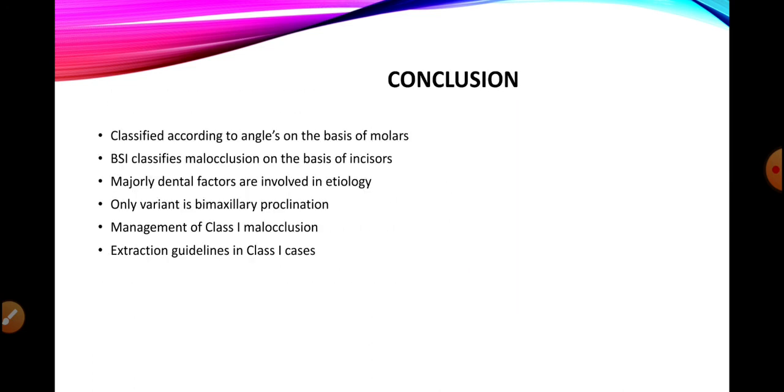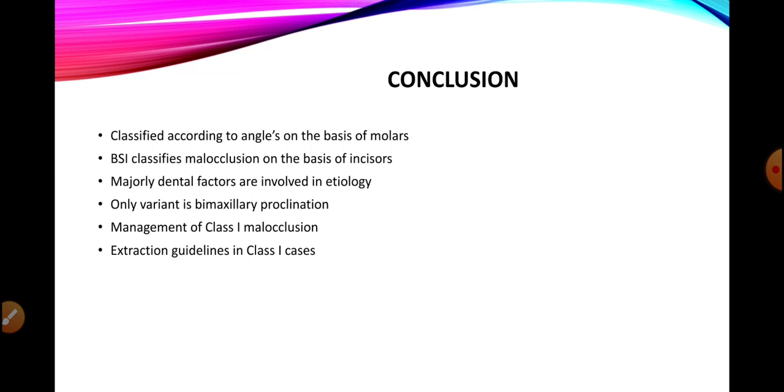Now this brings an end to today's discussion. Now I'll be concluding the class 1 malocclusion, in which we have already classified it on the basis of Angle, on the basis of molars, and according to the British Institute, we classified it on the basis of incisors, as class 1 malocclusions. So on the basis of molars, if the mesiobuccal cusp is lying in the buccal groove, we say it as class 1, and on the basis of incisors, if the lower incisal edge is lying at the cingulum plateau, we call it class 1.